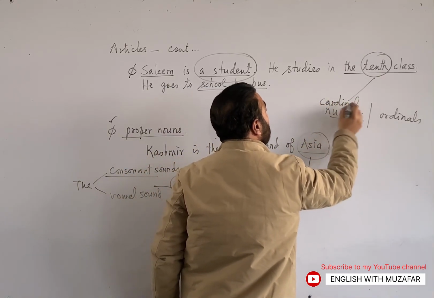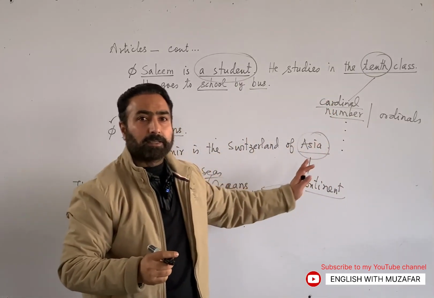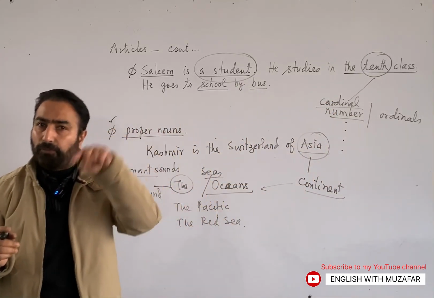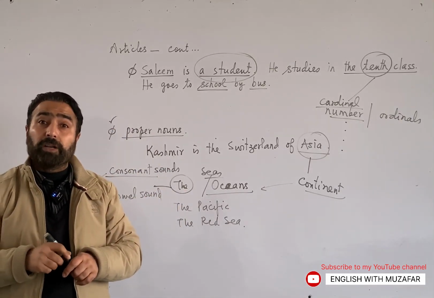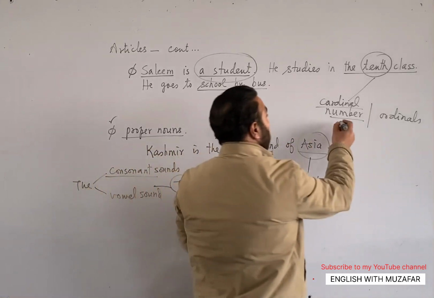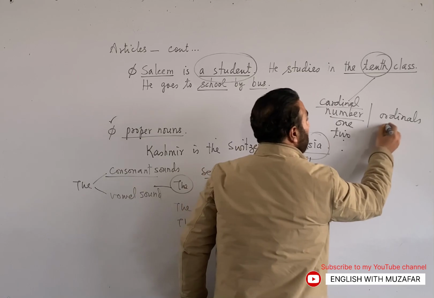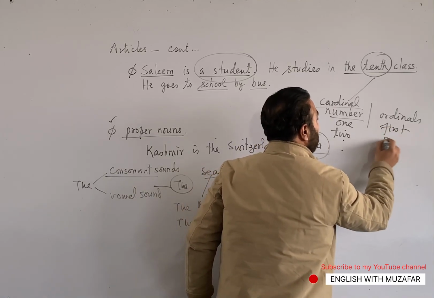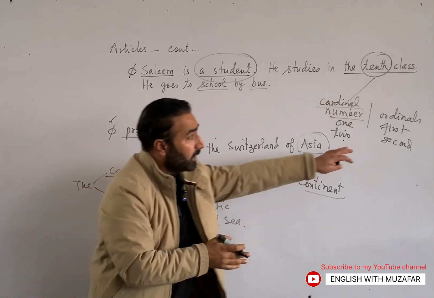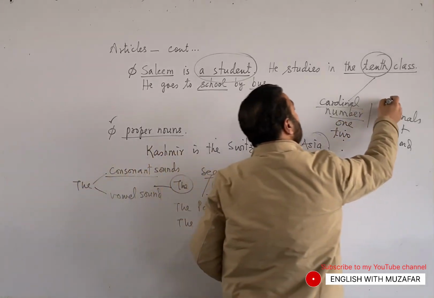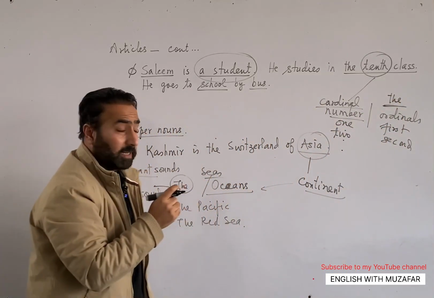Sometimes we call it cardinal. 1, 2, 3, 4, 5, these are numbers. But first, second, third, fourth, next, following, previous, these are ordinals. If I say 1, 2, 3, these are numbers. If I say first, second, third, next, fourth, following, these are ordinals. We always use the with ordinals.